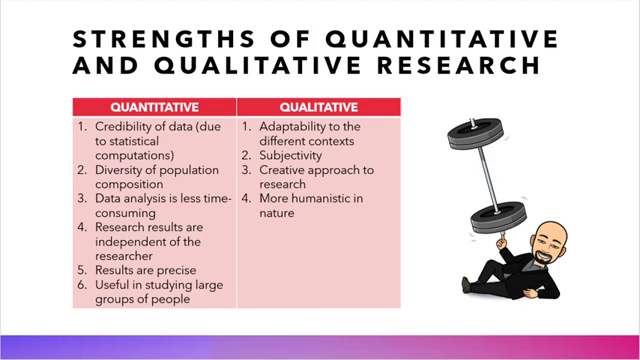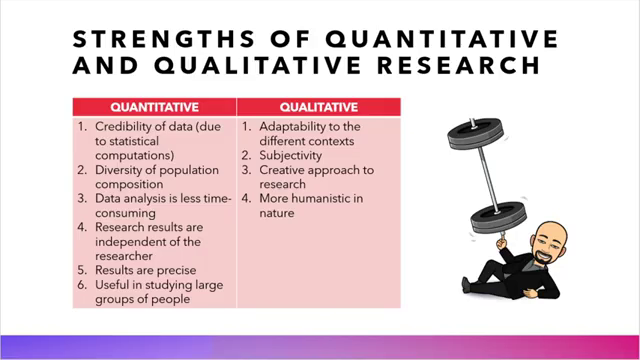Fourth, research results are independent of the researcher, which is one strength of quantitative research. If you remove the researcher from the picture, then the data can exist by itself. The numbers can speak for themselves, regardless of the presence of the researcher. Why? Because the data is already available. There is no need to interpret the data based on the point of view of the researcher, because we have statistics and we have mathematical computations to do that for us.